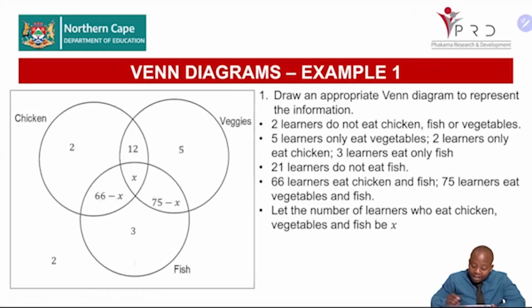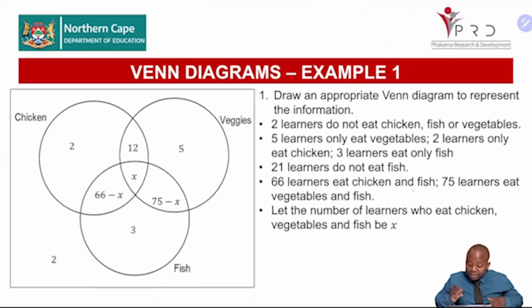To get our Venn diagram, let's go through this nicely. What am I going to start with? I'm going to start with the intersection, which I'll call X. So X is for all of them, right? And then I'm going to look at where we are talking about only a particular event. 2 learners do not eat chicken, fish, or vegetables. These 2 learners do not eat any of the 3, so I have represented them there.